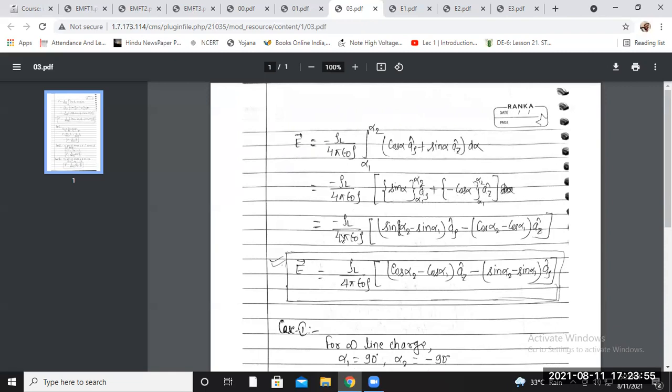Now here you can see that minus rho_l upon 4 pi epsilon naught. When you solve this equation, sin alpha 2 minus sin alpha 1, that is a_rho cap, minus, as this plus minus becomes minus, cos alpha 2 minus cos alpha 1 in the z direction. When you solve this equation, or when you place accordingly, this minus term will be taken within the parenthesis or within the bracket. You will get this electric field intensity formula for a line charge, that is rho_l upon 4 pi epsilon naught rho, that is cos alpha 2. This minus value becomes positive, and this positive becomes negative.